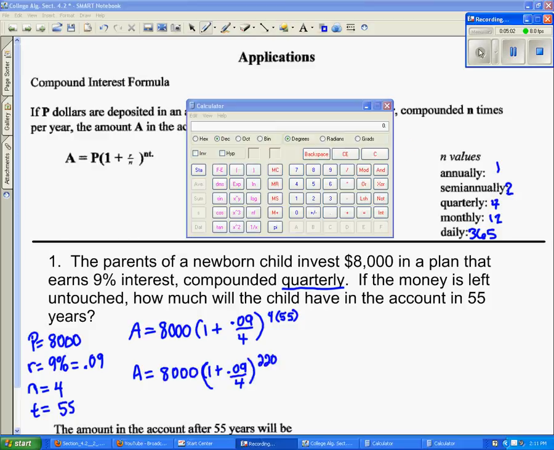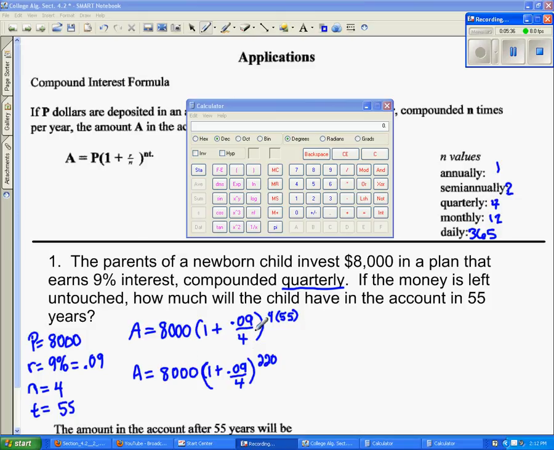Okay, I pulled the calculator up because the order of operations is important when you're substituting this in. The first thing I did was 4 times 55 and I got 220. Now I want you to follow with me. I'm going to do 0.09 divided by 4, get an answer, and then add 1 to that. After I get this value, I'm going to raise it to the 220th power. After I get this answer, my last step is to multiply by 8,000.